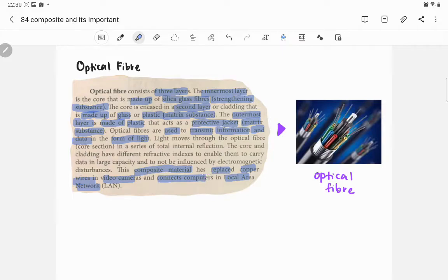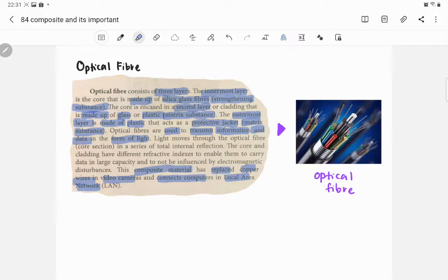Okay, so you need to remember, for optical fiber we have 3 layers. The innermost layer is made up from silica, which is a strengthening substance, and the second layer, or cladding, is made up from glass, which we call matrix substance, and the outermost layer is made up from plastic that acts as a protective jacket, also known as matrix substance. Okay, so as we can see in the picture here, this is an example of optical fiber.